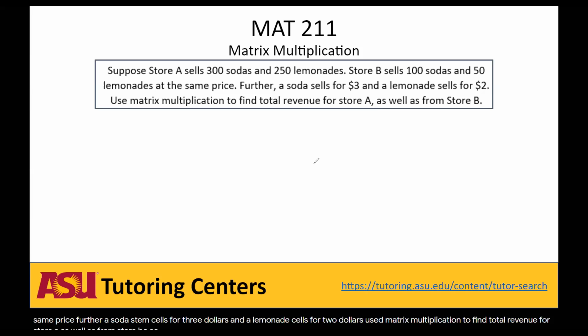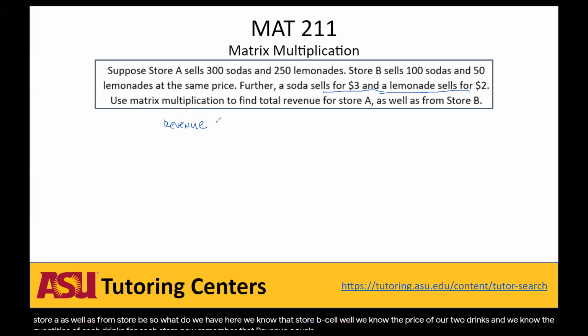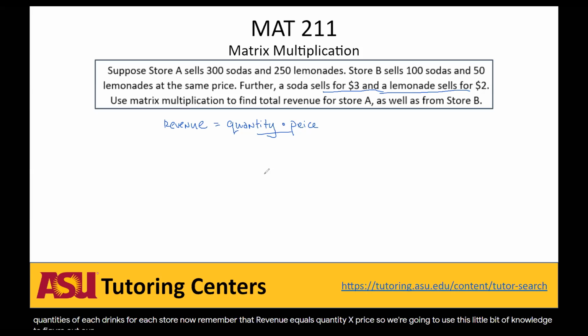So, what do we have here? We know the price of our two drinks, and we know the quantities of each drink for each store. Now remember that revenue equals quantity times price. So we're going to use this little bit of knowledge to figure out our revenue for each of the stores.